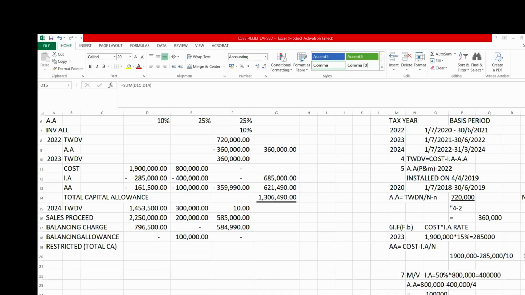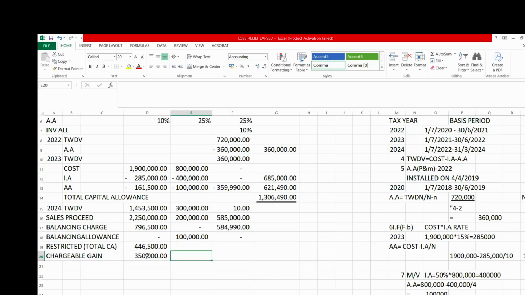So this balancing charge will now be restricted to 446,500. Any balance will now be regarded as a chargeable gain. The balance between this 796,500 and this 446,500, minus 446,500, should be 350,000. So 350,000 will be regarded as a chargeable gain, which will be subject to capital gains tax.